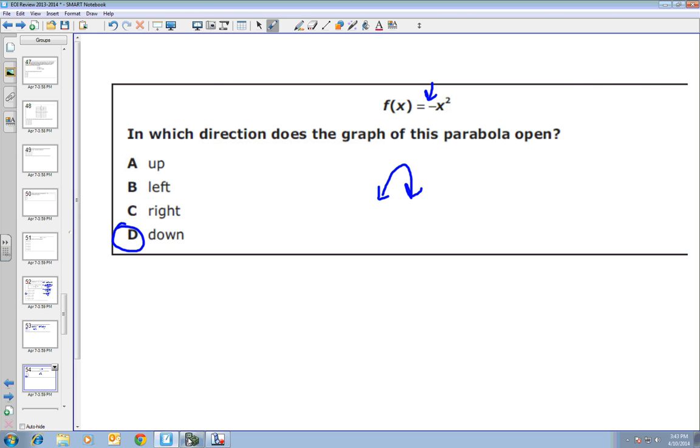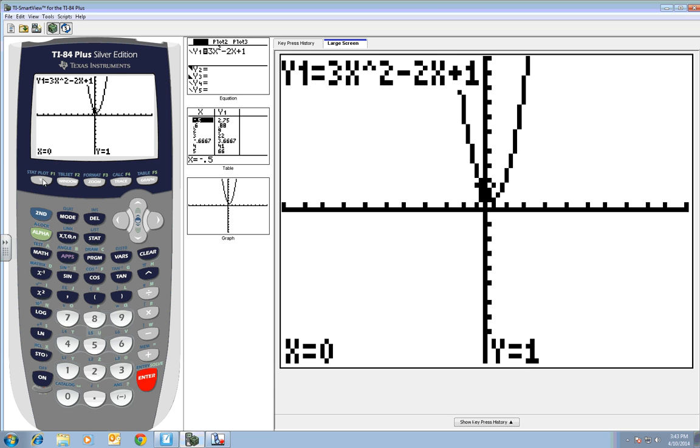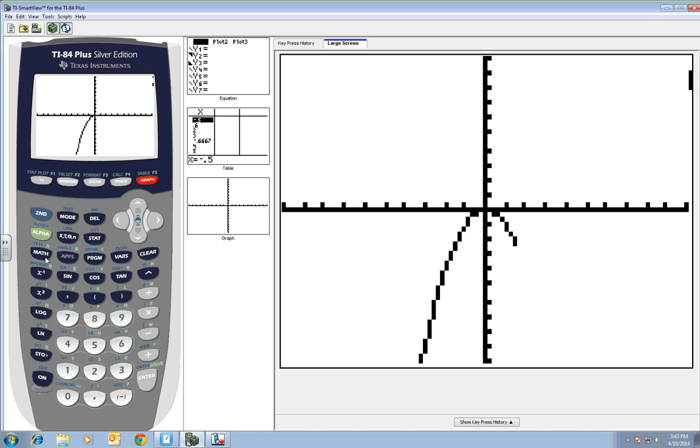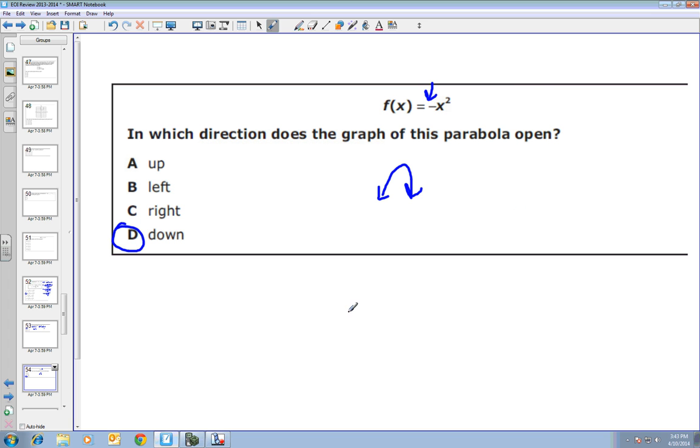If we forgot what it looks like, we put that in our calculator. Y equals negative x squared. Graph that, and it opens down. Now, this would be different if that were in parentheses. If it were this, negative x times negative x is x squared, and it would open up. But since the negative is not being squared, that's going to open down. So my answer is D.